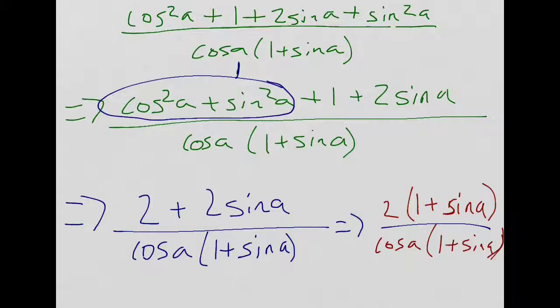Alright. Now what could I do? Why am I able to cancel it out now and I wasn't at the beginning? Here, I'm multiplying 1 plus sine A times 2 and 1 plus sine A times cosine. Since those are both multiplication, I can cancel that out, and it just equals 1. So that would give you 2 over cosine A.